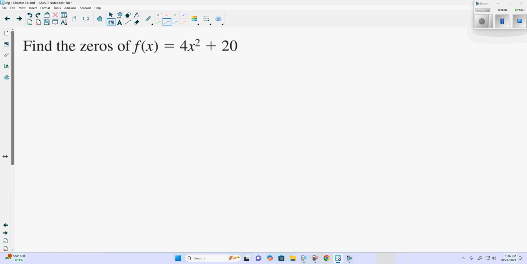Our next problem, find the zeros of f of x equals 4x squared plus 20. Again, when we're finding the zeros, we're trying to find what value of x is going to make 4x squared plus 20 be 0. We're trying to find out what value of x will make this function be 0.